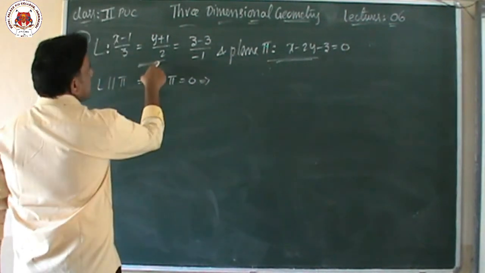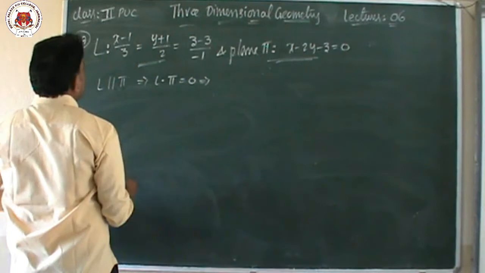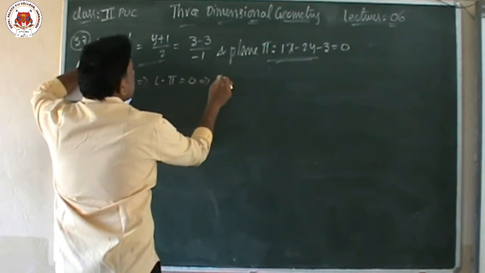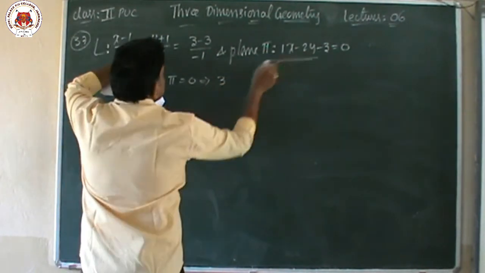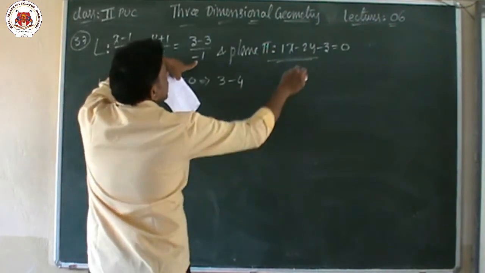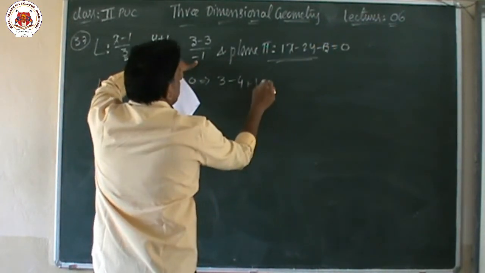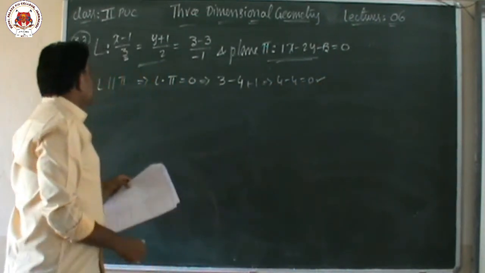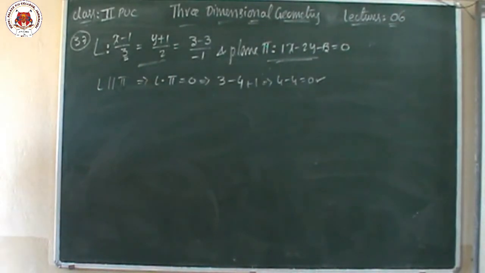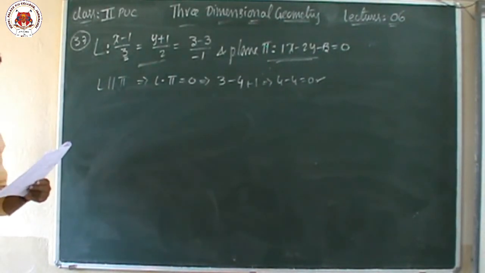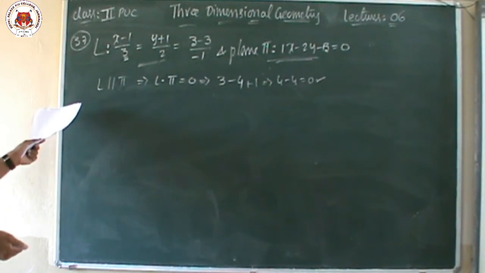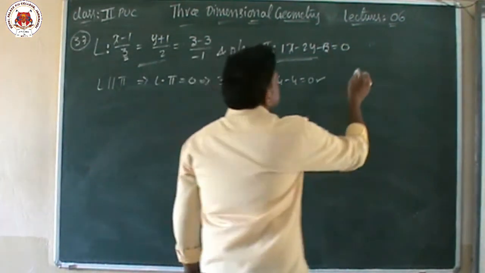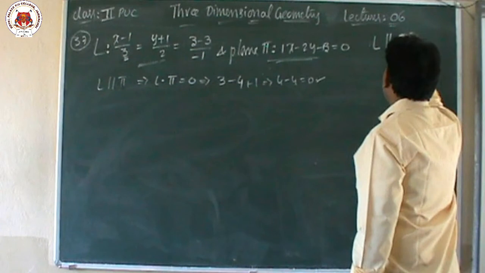Dot product means the DRS and then the x, y, z coefficients. Simple. So the DRS is 3, and here the x coefficient is 1, so 1 times 3 is 3. Here 2, here minus 2, so 2 times minus 2 is minus 4. Here minus 1, here minus 1, minus into minus is plus 1. So 3 plus 1 is 4, 4 minus 4 equal to 0. Yes, very good. So if a line is parallel to the plane, definitely the dot product is equal to 0. So we can say that these two are parallel.